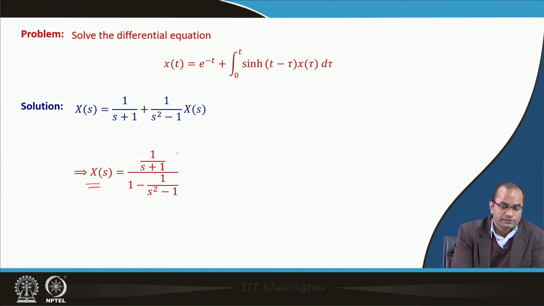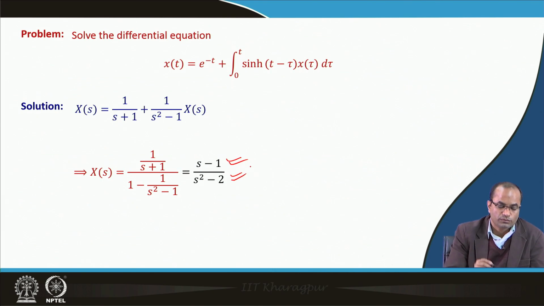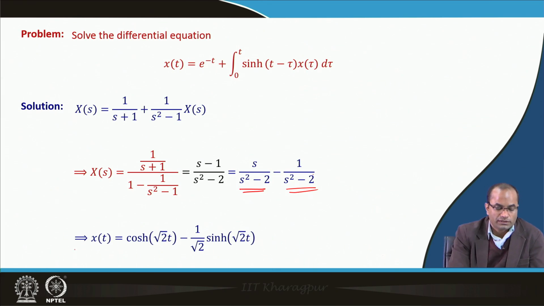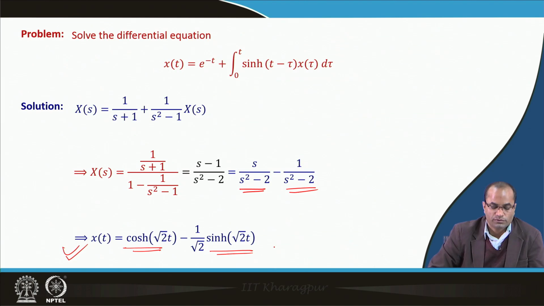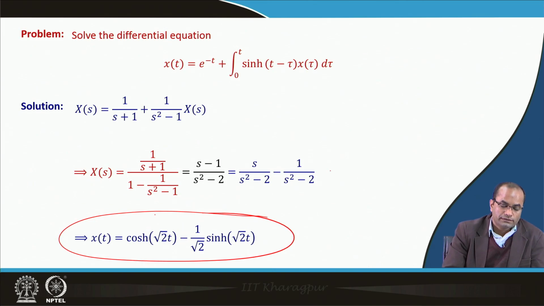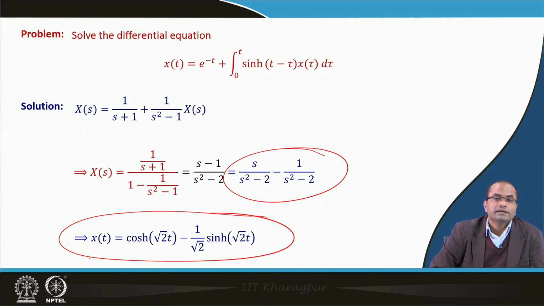So, we have X(s) is equal to this one, and that means this s minus 1 over s square minus 2, and we have s over s square minus 2 minus 1 over s square minus 1, and taking this Laplace inverse we will get cosh(root 2 t) and sinh(root 2 t) with this minus 1 over root 2, that will be just adjusted because s square minus a square will be coming there.